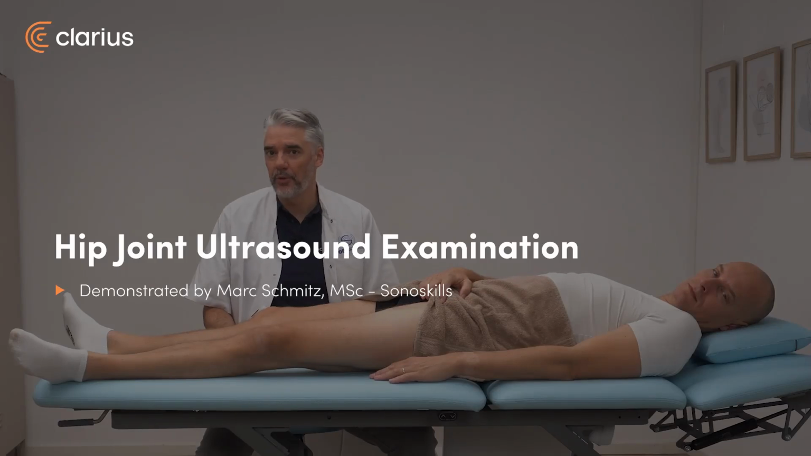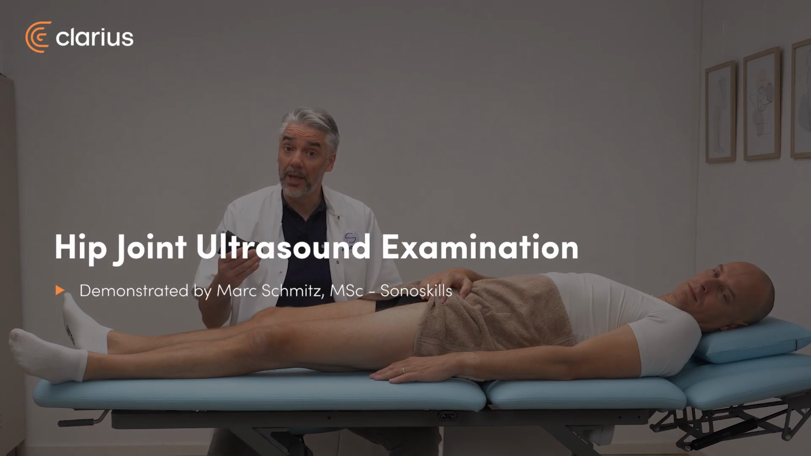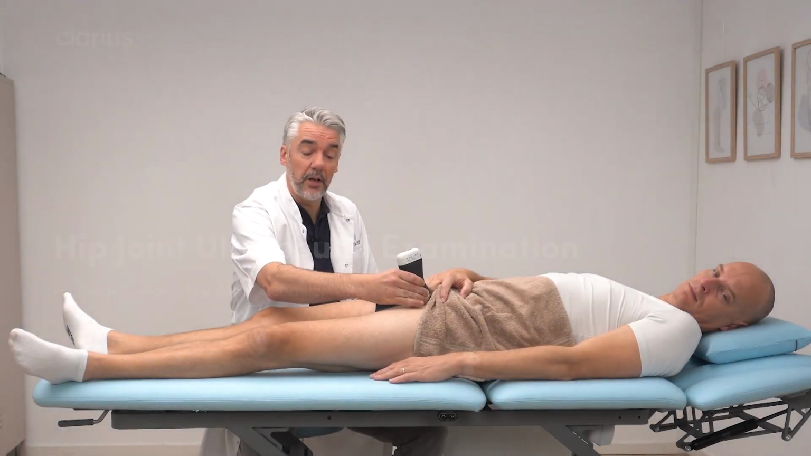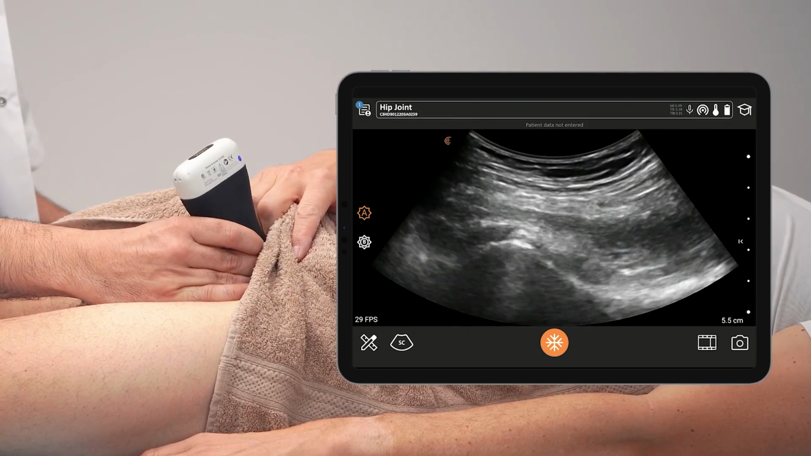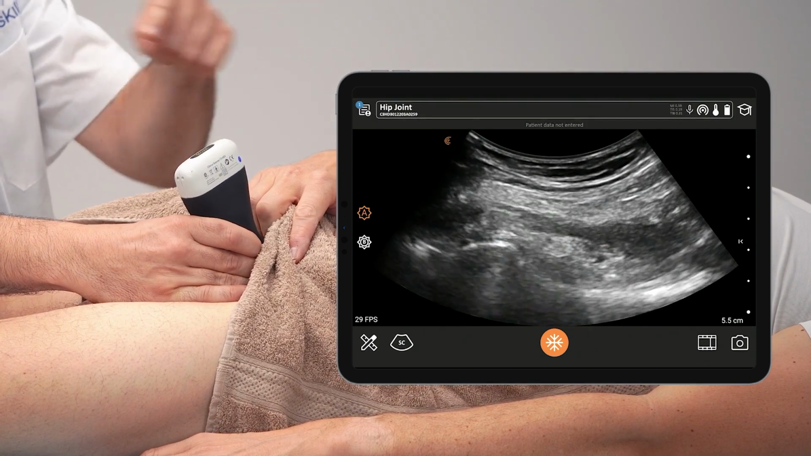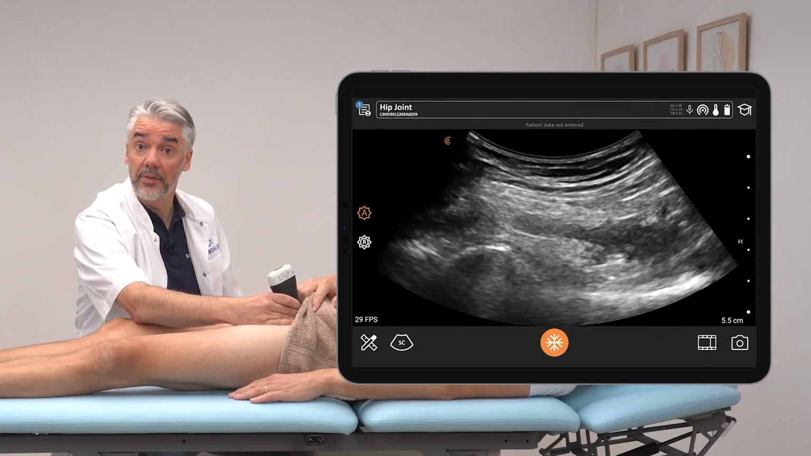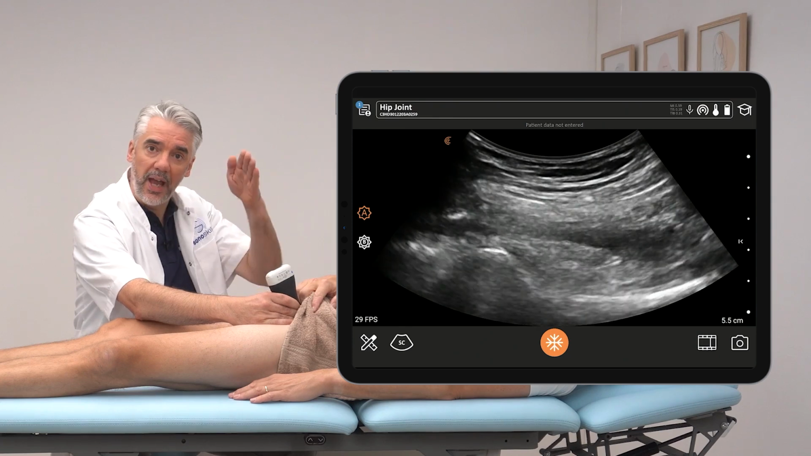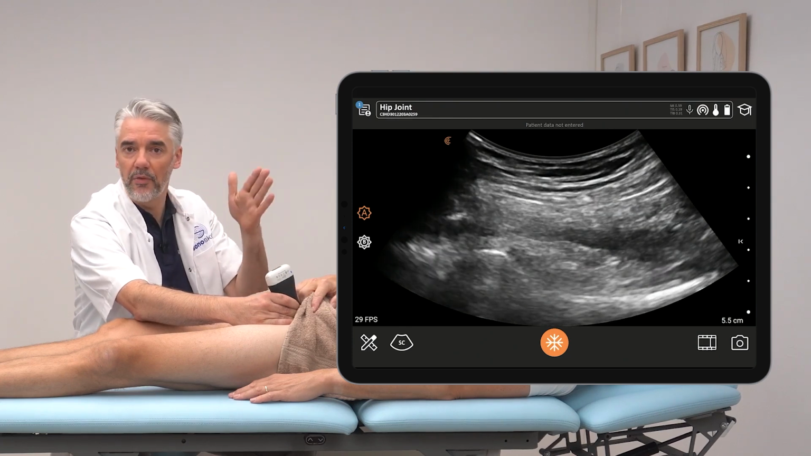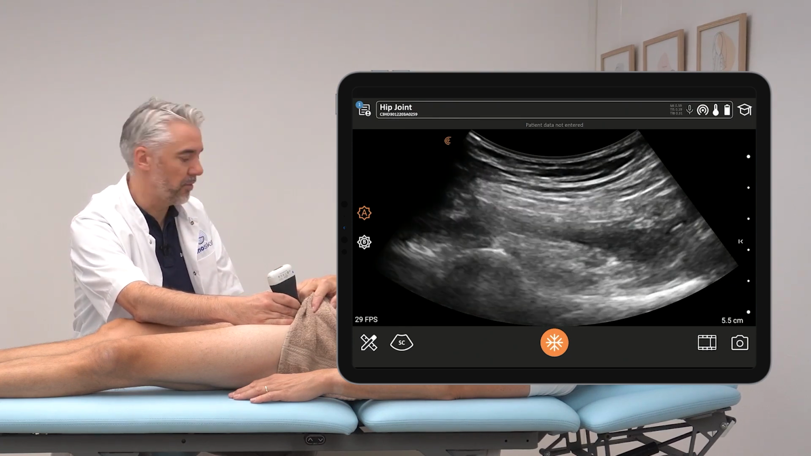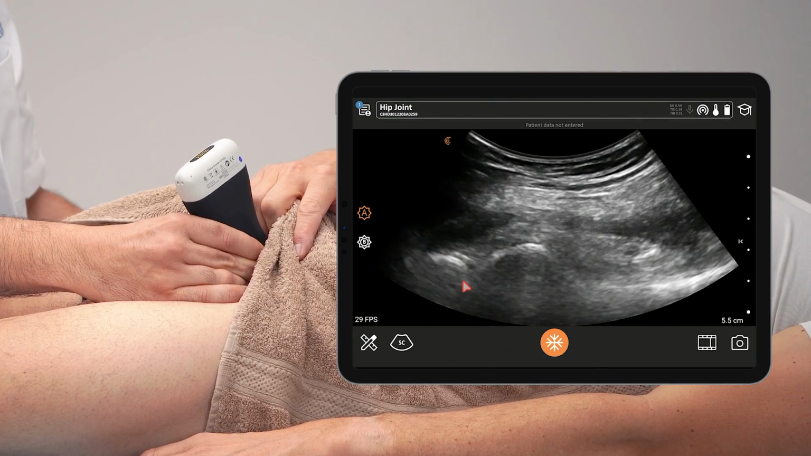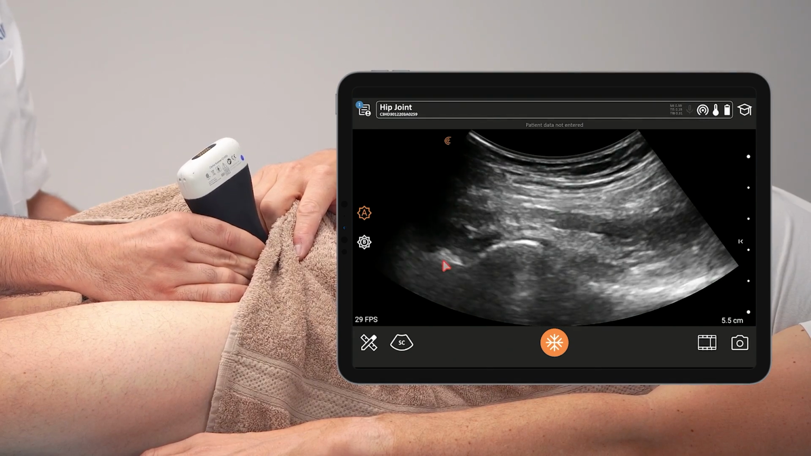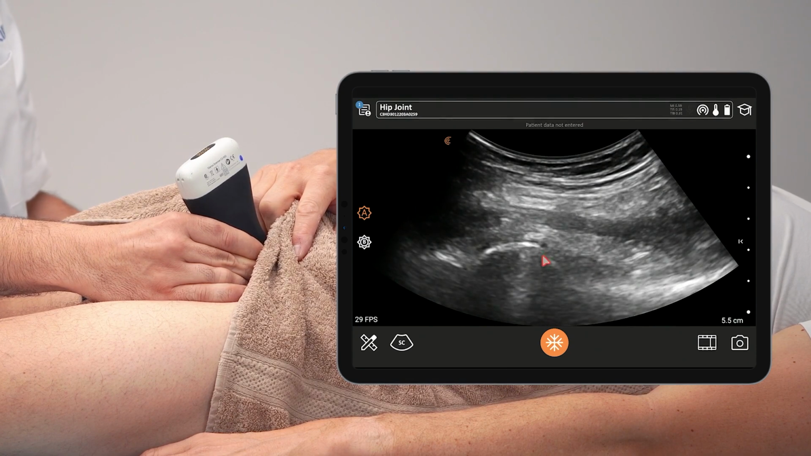To scan the hip joint, we're going to place the patient in this supine position, and then we're going to place the transducer longitudinal over the hip joint. So the alignment is with the femoral neck, and this angle between femoral shaft and femoral neck is roughly about 126 degrees. Seeking for the hip joint, then we can see the acetabulum right here.